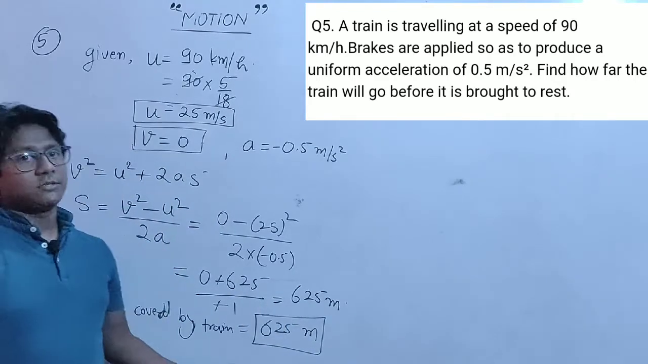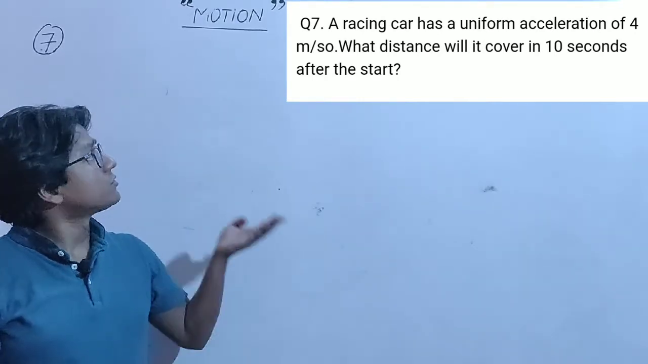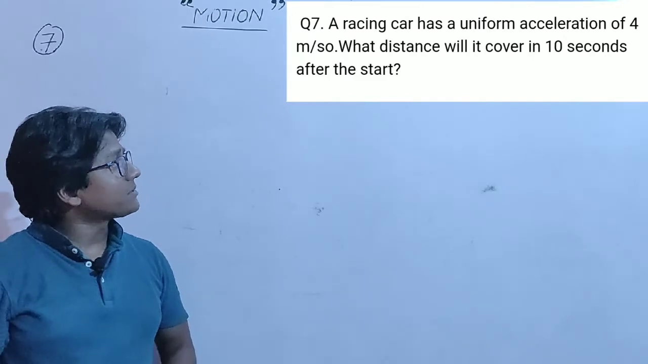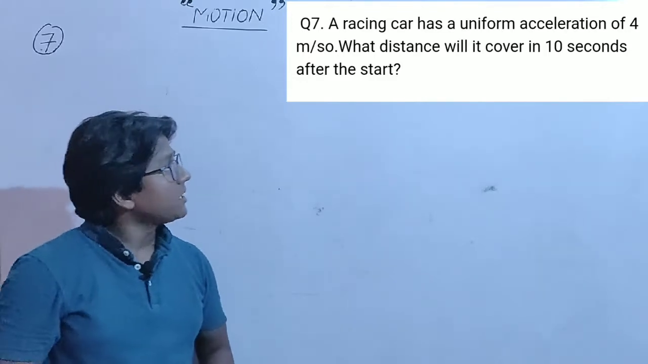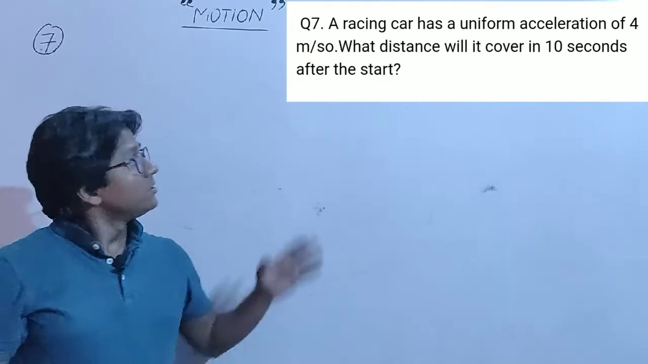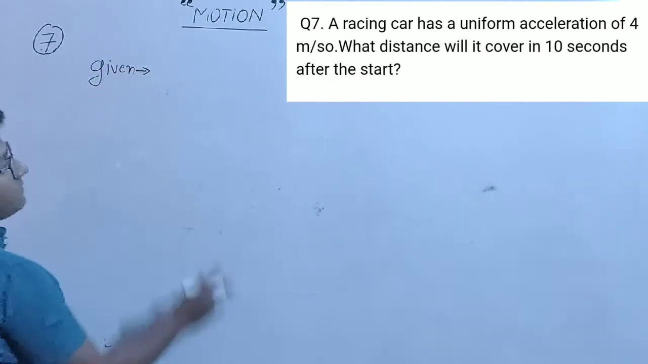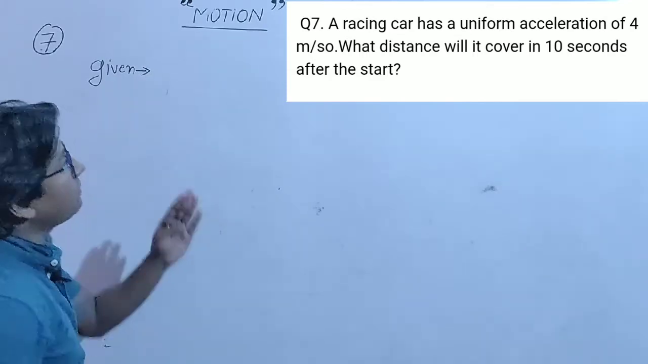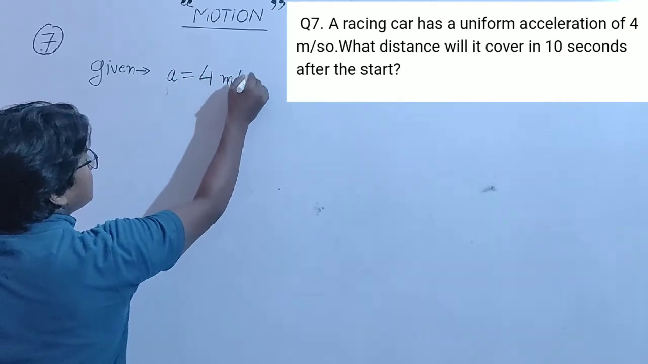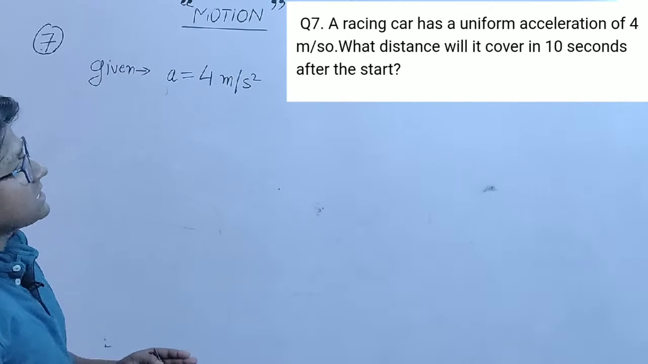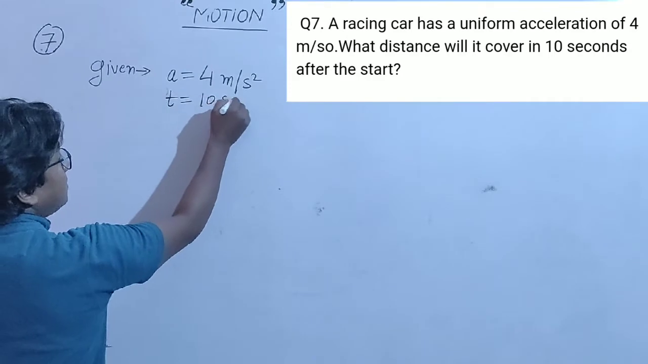Let's move to the next question. This will be the last question of this video. A racing car has a uniform acceleration of 4 meter per second square. What distance will it cover in 10 seconds after the start? So here is the given data. Again we will write the given data. A car has a uniform acceleration of 4 meter per second square, so acceleration is 4 meter per second square. What distance will it cover in 10 seconds? So time will be 10 seconds.